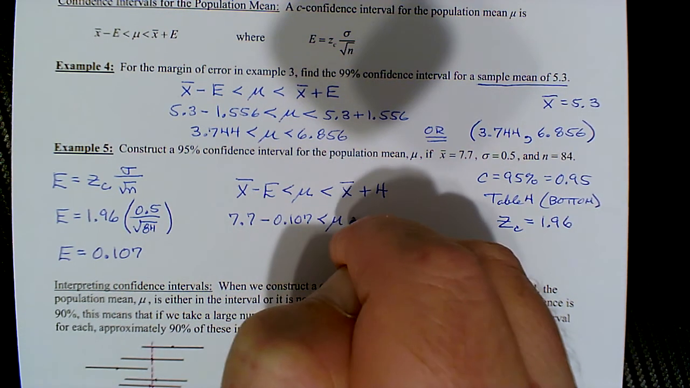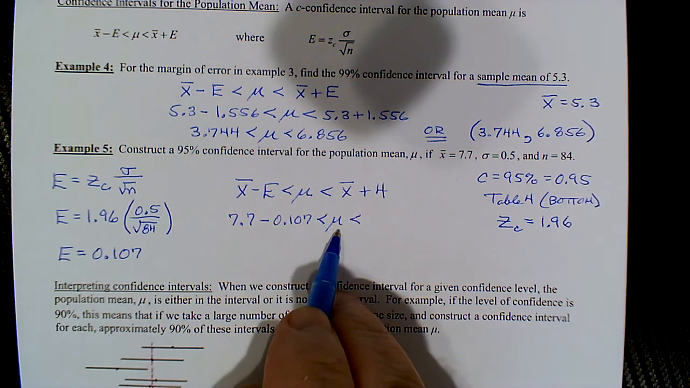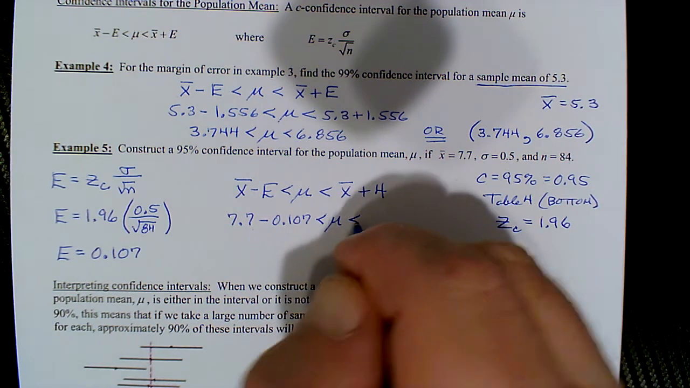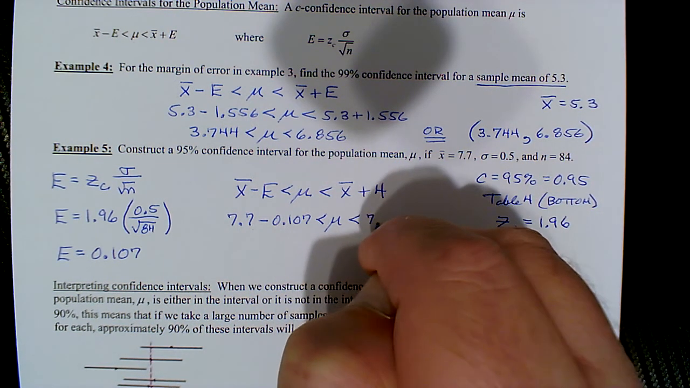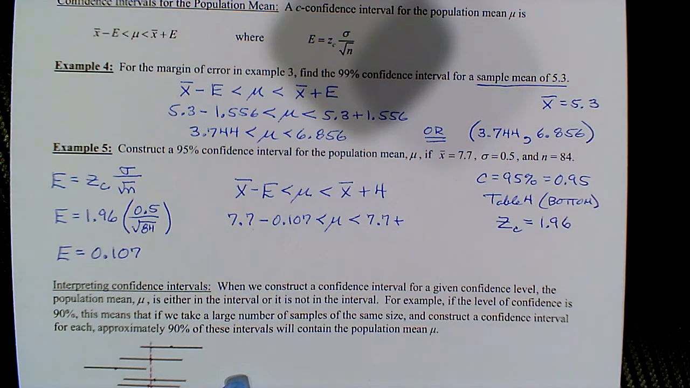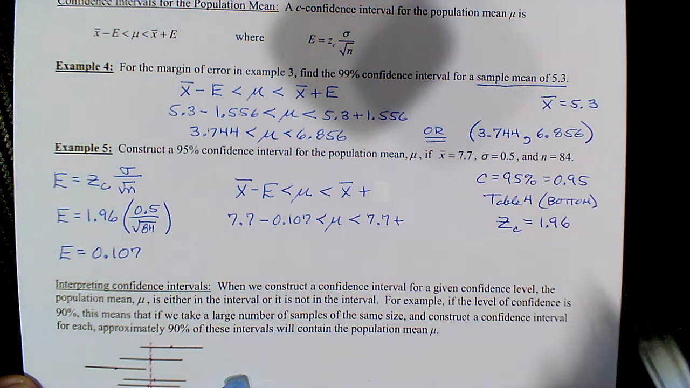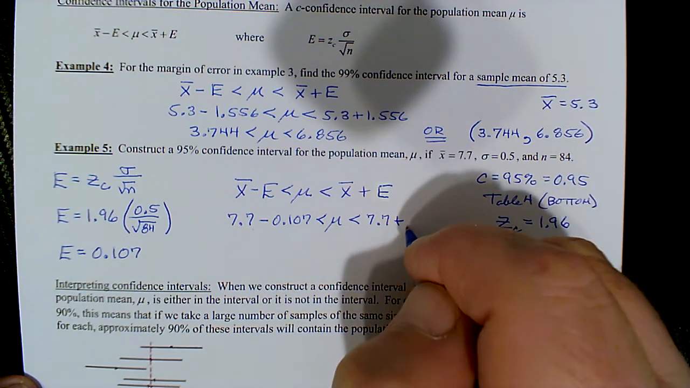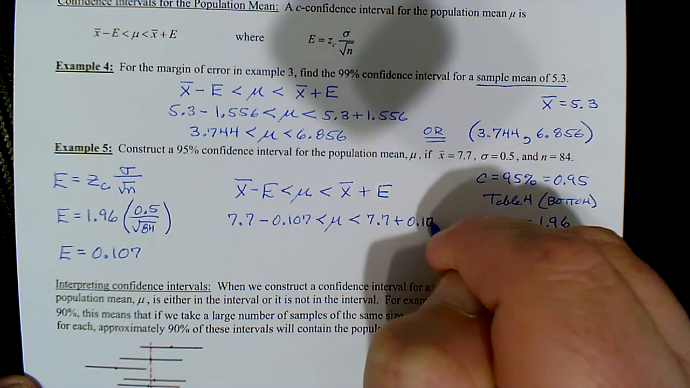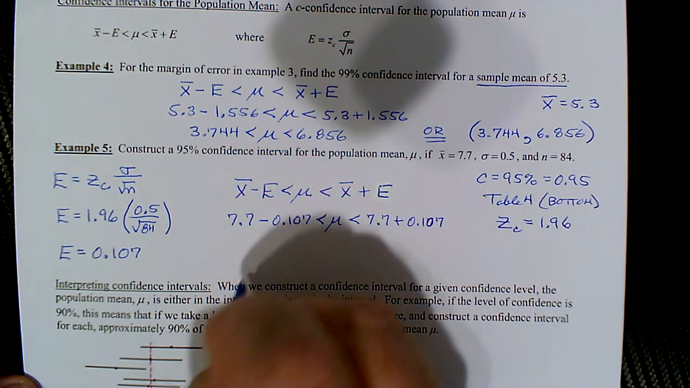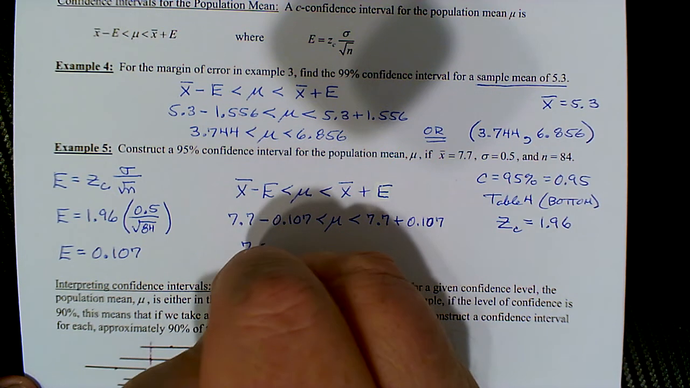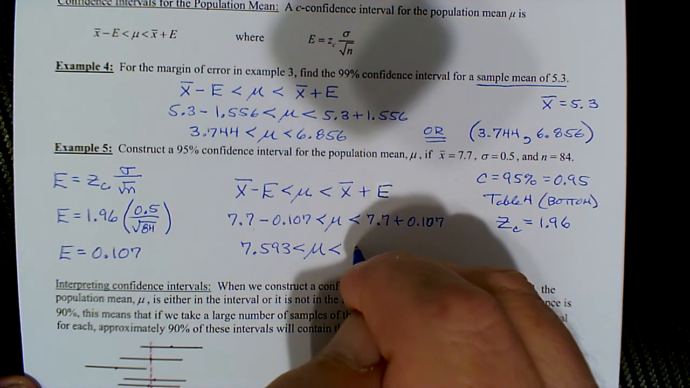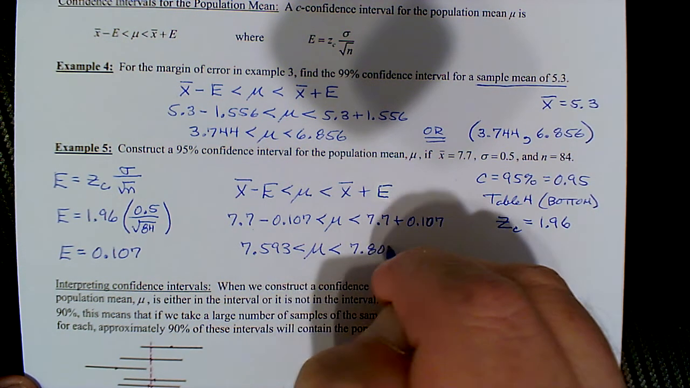0.107, which will be less than the population mean mu. Again, we always want to leave mu in the middle because that's what we're trying to estimate. And we have the left end point, and the right end point is going to be the sample mean of 7.7 plus that margin of error. I don't know why I wrote the number 4 there. That should have been the letter E. Sorry about that. And so plus that margin of error, 0.107. So therefore we get left end point 7.593 is less than the population mean, which is less than right end point is 7.807.